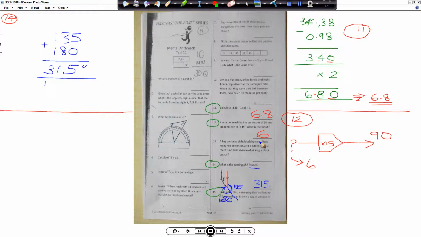Squeegee. Squeegee. Oh no, this is rubber. This is rubber. I just need to clear some space here because I can't see the actual question itself.